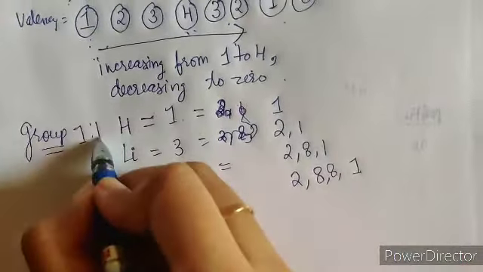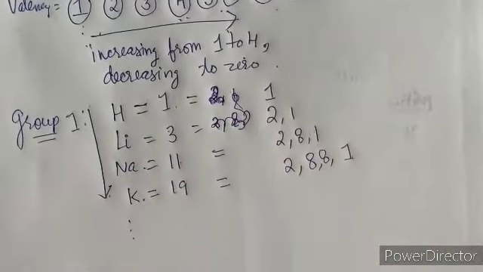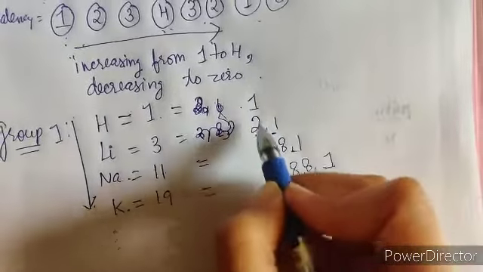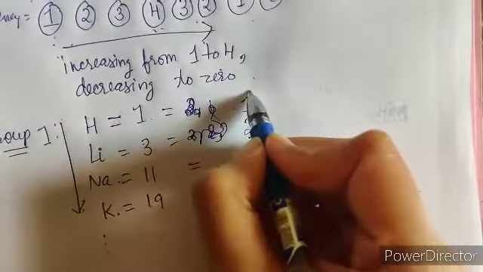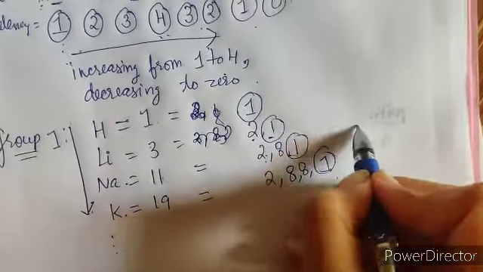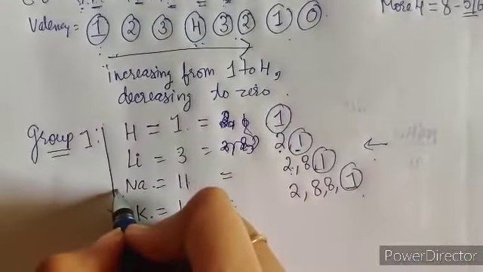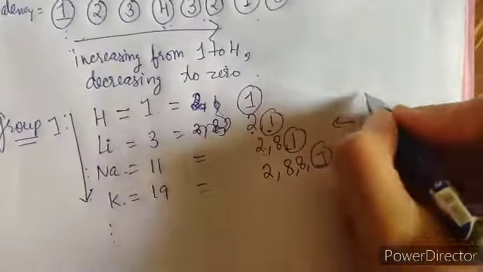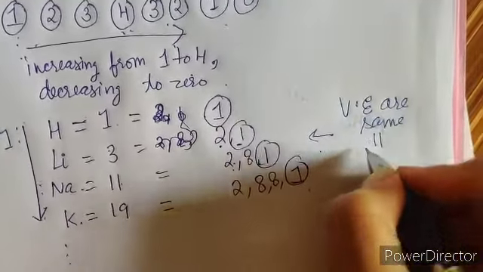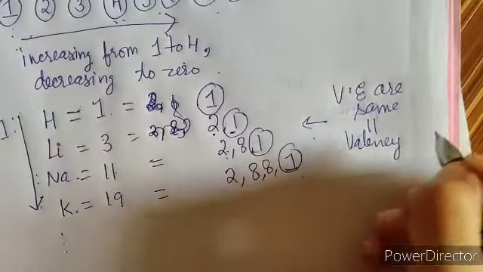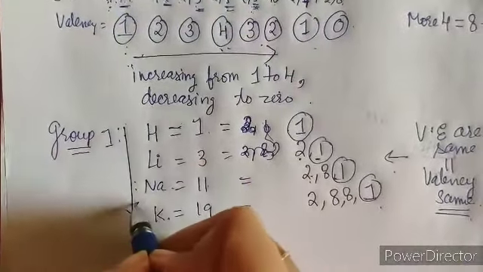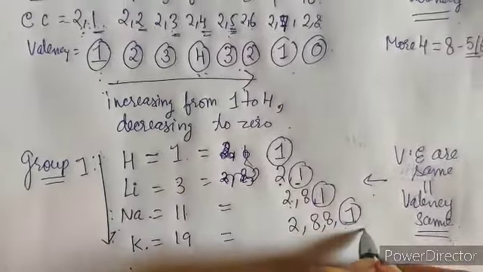You can see that when we are moving in a group from top to bottom, a new shell is added at each level, but the number of valence electrons remains the same. Here also 1, here also 1. Valence electrons are the same, so definitely the valency will also be the same. So going from top to bottom in a group, valency remains the same.